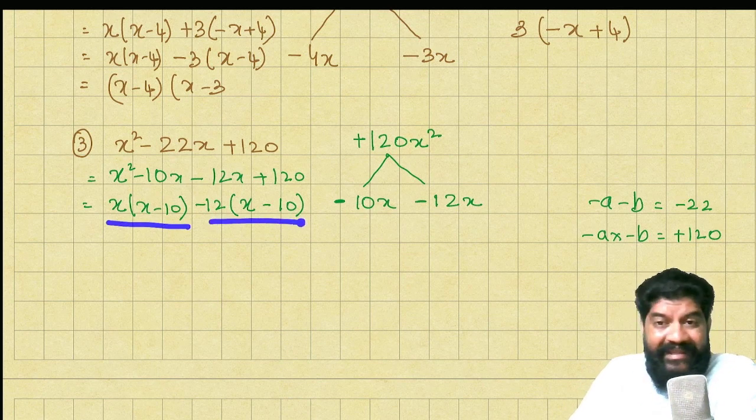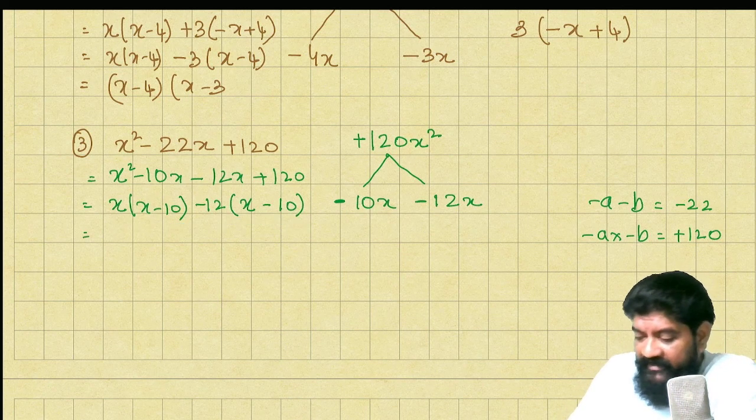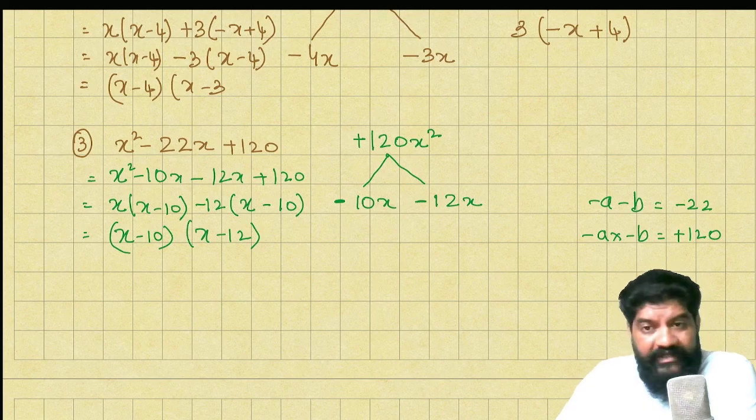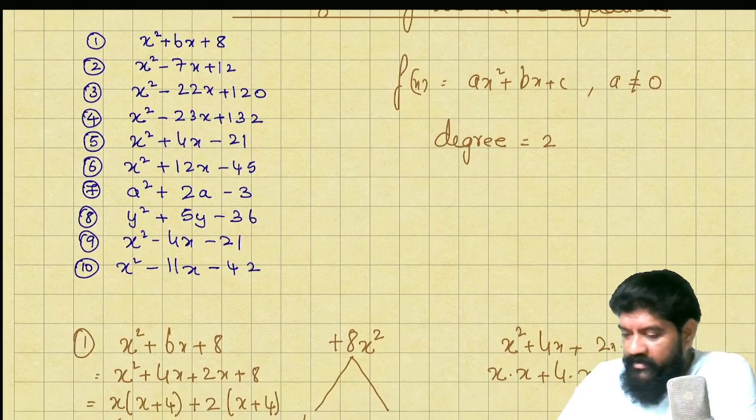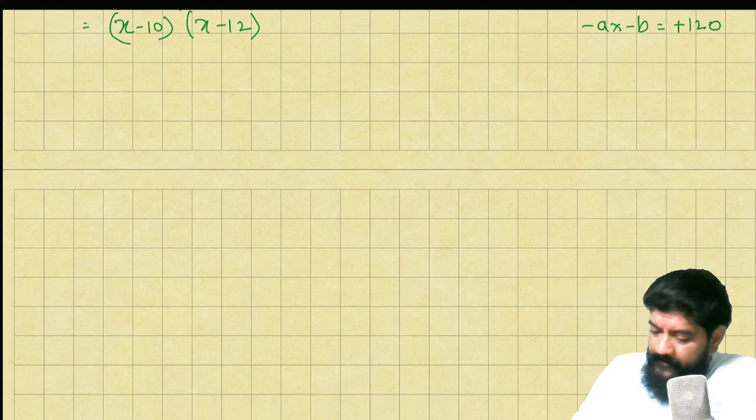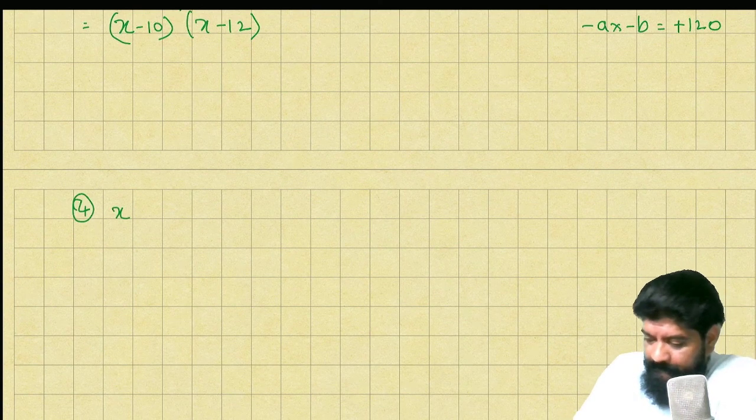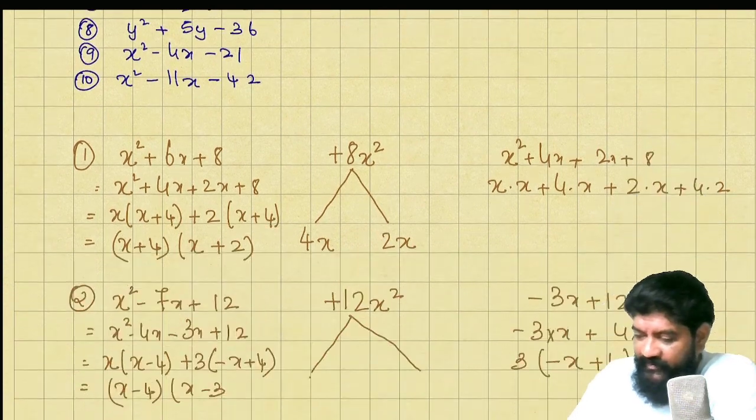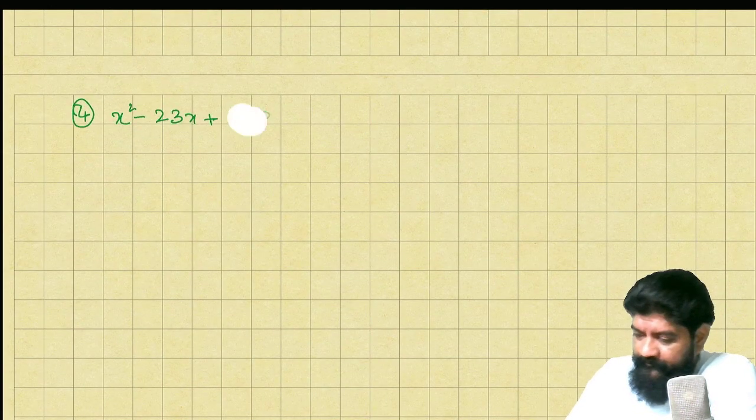Now, there are two terms here. I'm going to be taking x minus 10 common out. If I take x minus 10 common out, what I'll remain with is x minus 12. And I have successfully factorized the quadratic equation. I'm going to the next question. X squared minus 23x plus 120. Let me just recheck that. X squared minus 23x plus 132. Okay.